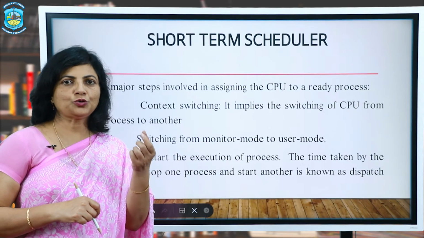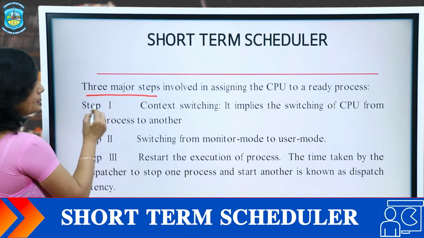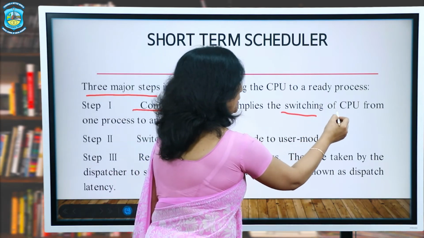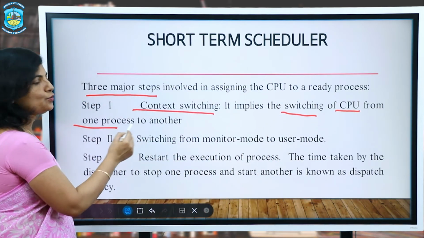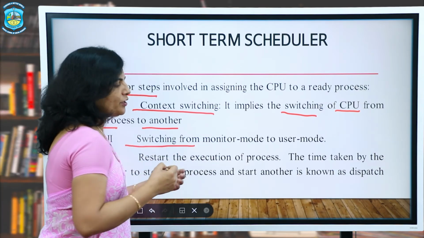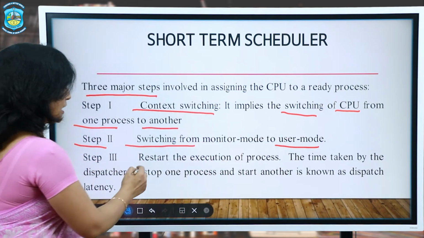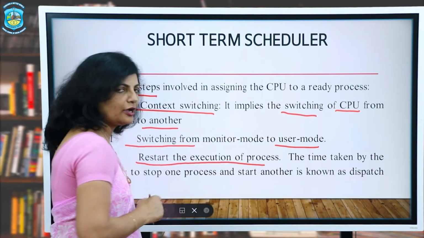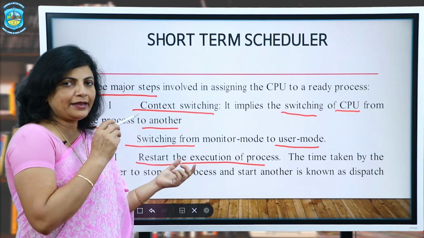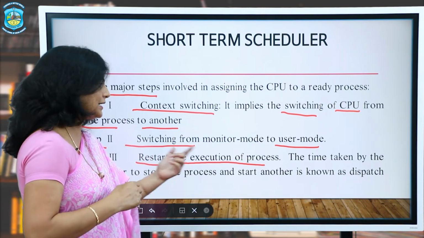Assigning the CPU to competing processes has three major steps. Step 1 is context switching, which implies switching the CPU from one process to another. The second step is switching from monitor mode to user mode. And step 3 is restarting the execution of the process. Under this step, the process is started again for execution from where it had stopped earlier.